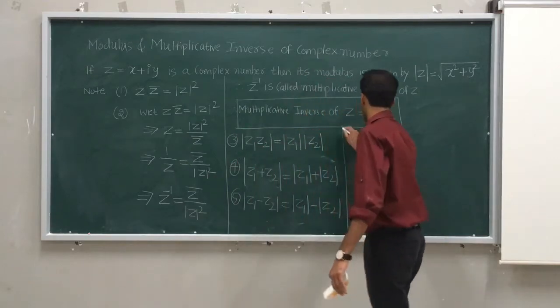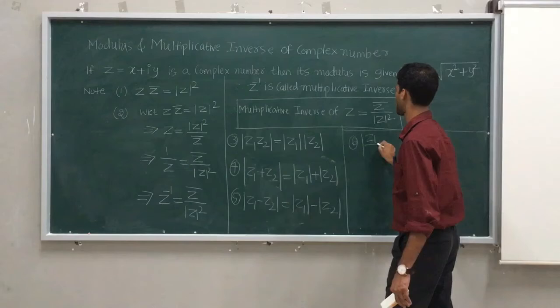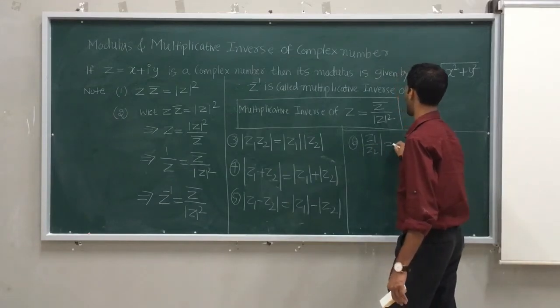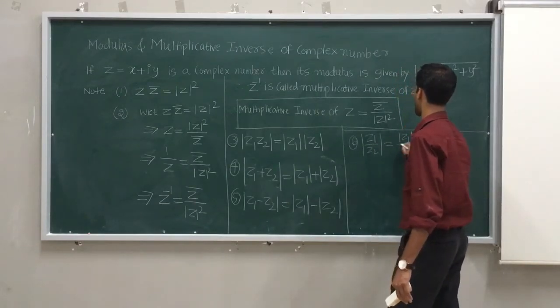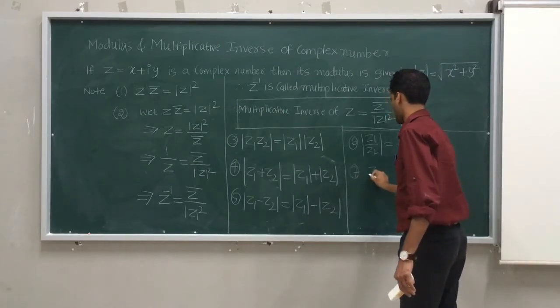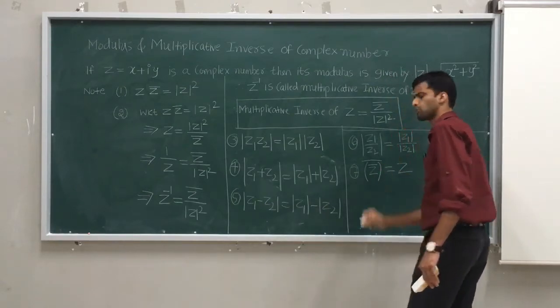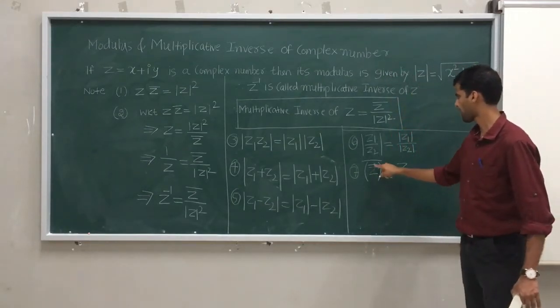You will get to know their importance, how to deal with this. Mod of z1 divided by z2 is equal to mod of z1 divided by mod of z2. I will tell you one more thing: z bar, the whole bar, is z. That is very important. Z bar, the whole bar.